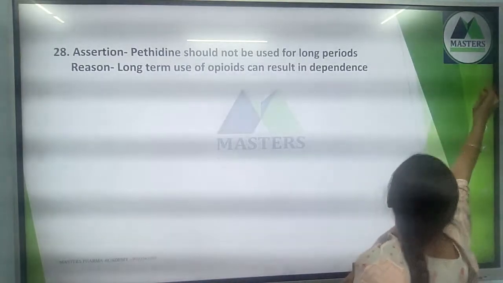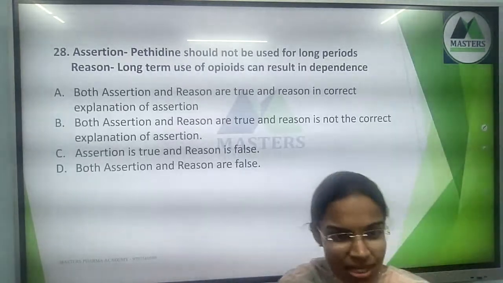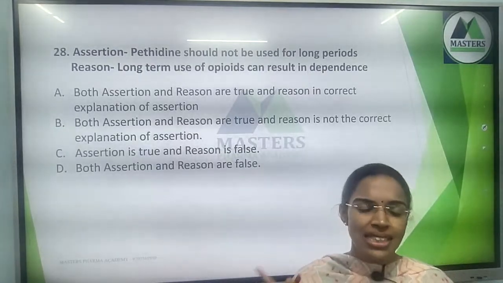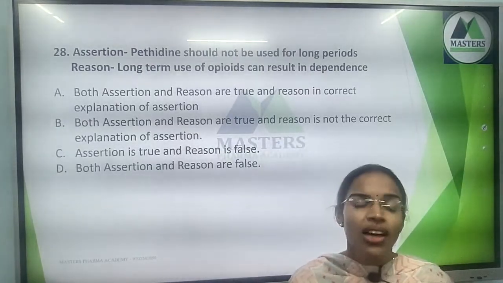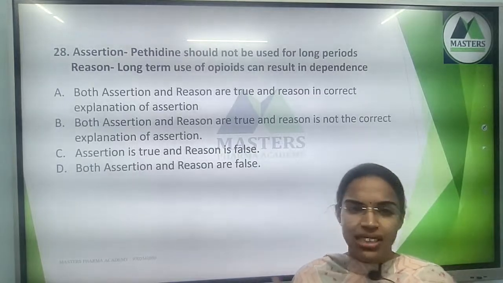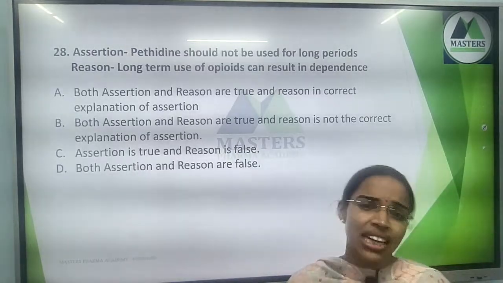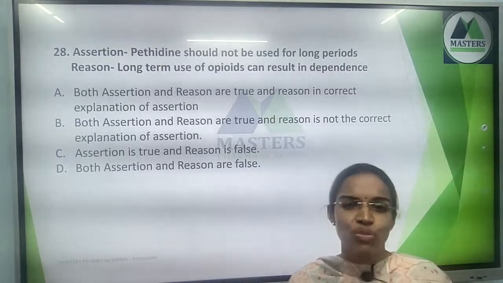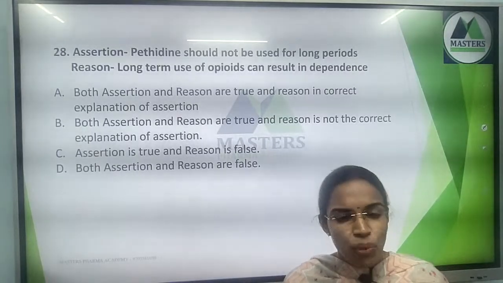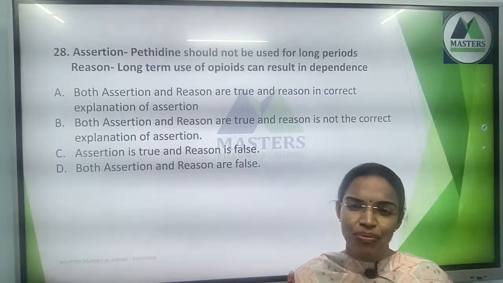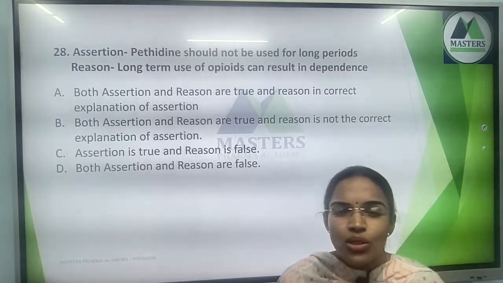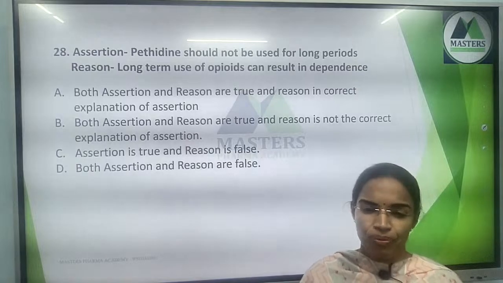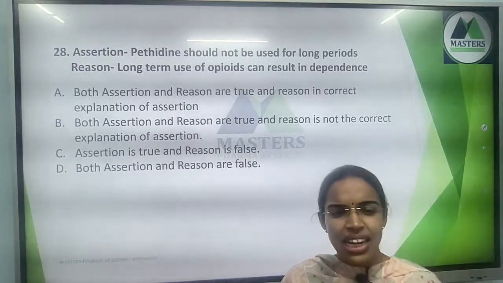So we'll see the options. A, both assertion and reason are true, and reason is the correct explanation of assertion. B, both assertion and reason are true, and reason is not the correct explanation of assertion. C, assertion is true and reason is false. D, both assertion and reason are false. Which is the right answer of these options?